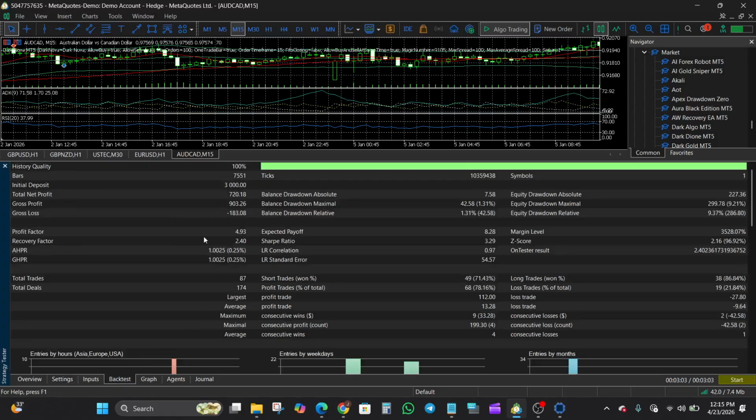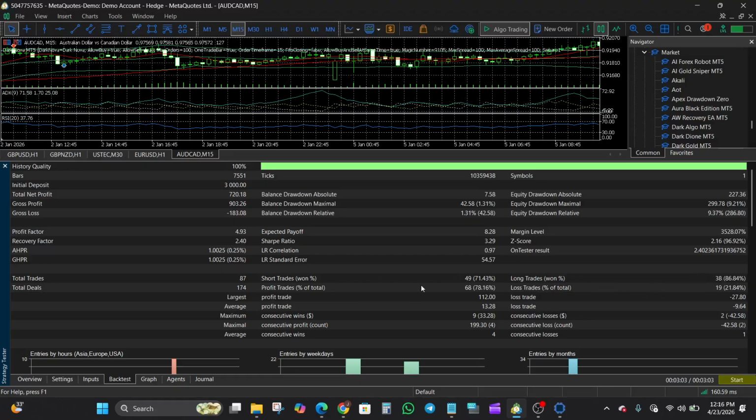Here we go. So we had an initial deposit of $3,000, total net profit about $720. That is giving us about 24% or thereabouts, give or take. We have 87 total trades. We had 49 short trades, about 71% positive. We had 38 long trades, about 86% positive.